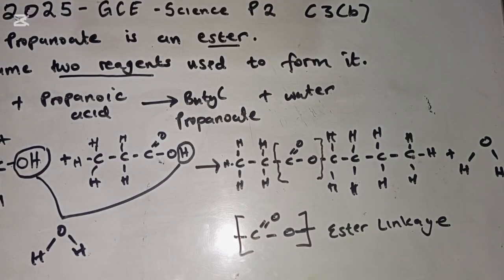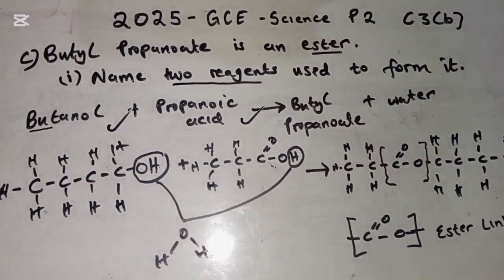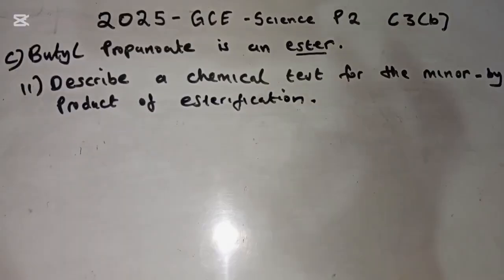So here the question just wanted us to name the 2 reagents, which we have given the names, butanol and propanoic acid. So this was question C1A that we've answered. Now we are going to answer the other remaining questions on this.